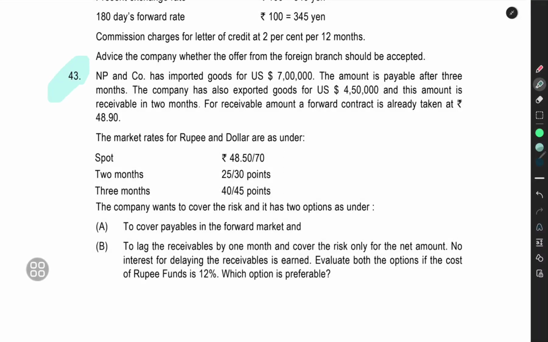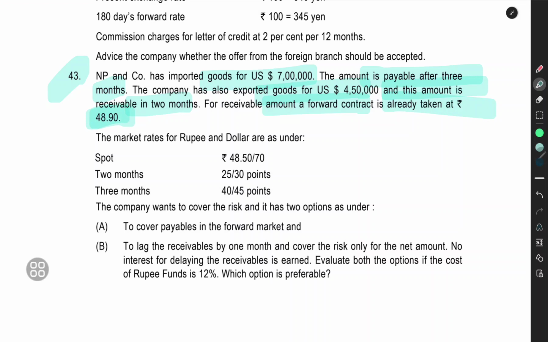Question 43. NP and company has imported goods worth $7 lakh. The amount is payable after 3 months. The company has also exported goods worth $450,000, and this amount is receivable in 2 months. For the receivable, there is a forward contract already taken at 48.90.